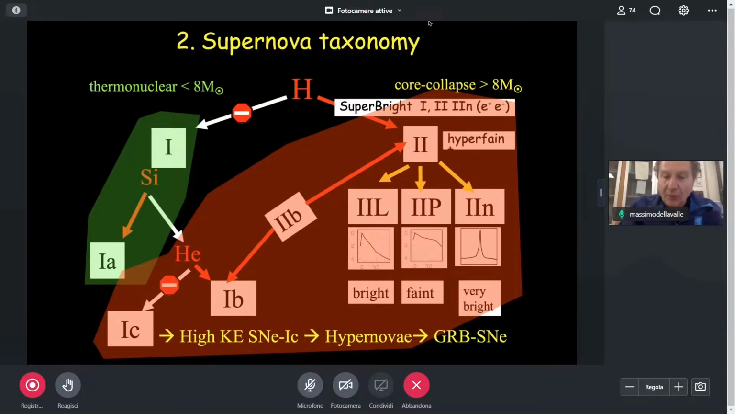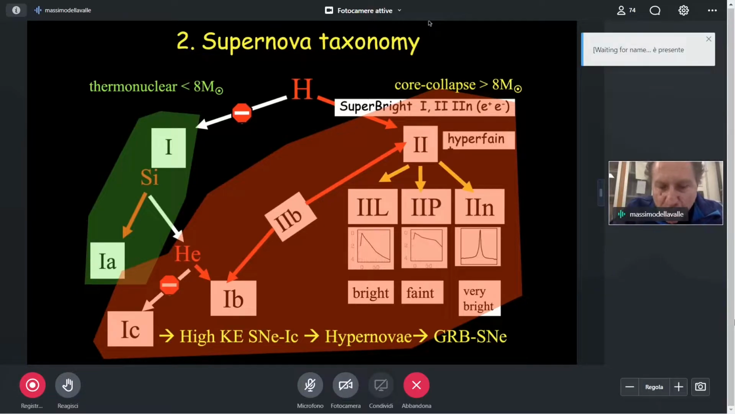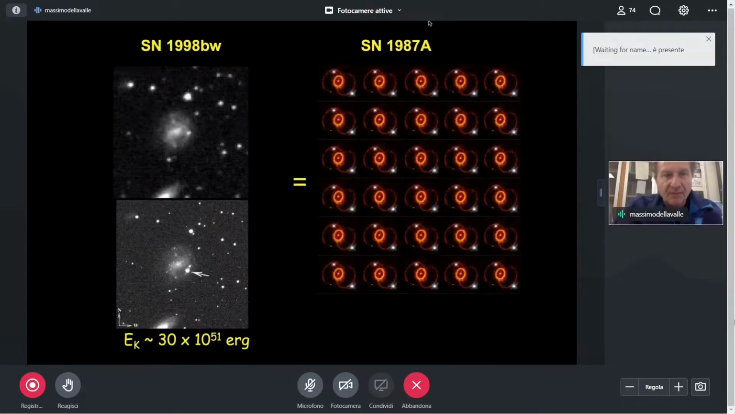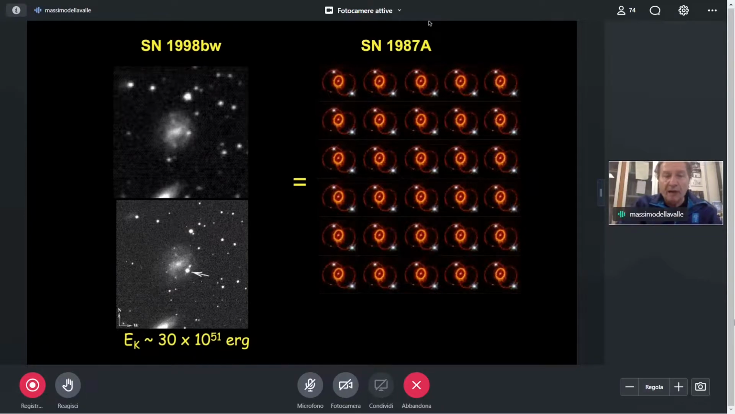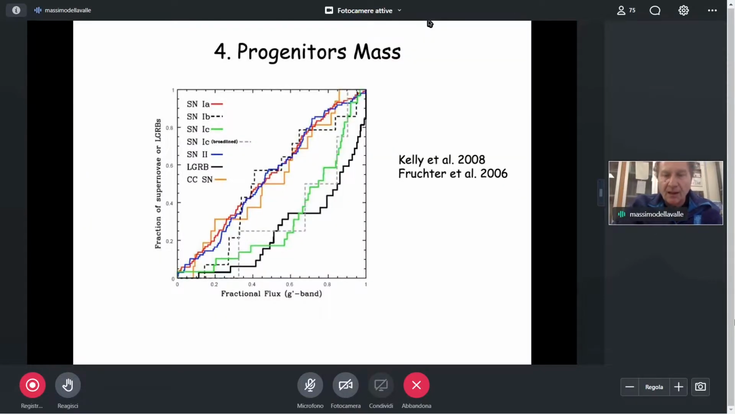And so these hypernovae or gamma ray burst supernovae are a subclass of the type Ibc supernovae. So they are massive stars. So they are, as you see, very energetic events. 98bw was an order of magnitude more energetic in terms of kinetic energy of the ejecta than 87A.